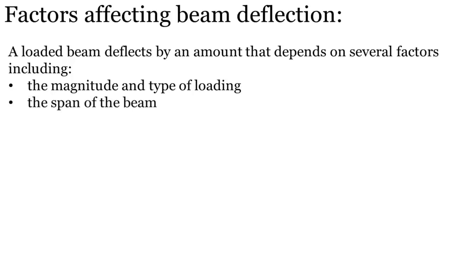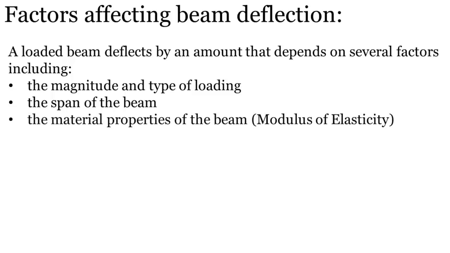The span of the beam. Again, compare two beams. One is 10 feet long, the other is 20 feet long. If we apply the same loading, of course you're going to expect the 20 feet long beam to deflect more. The material properties of the beam. Modulus of elasticity. Is it a concrete beam? Is it a steel beam? Is it timber? So the type of material will play a huge factor in determination of the deflection.